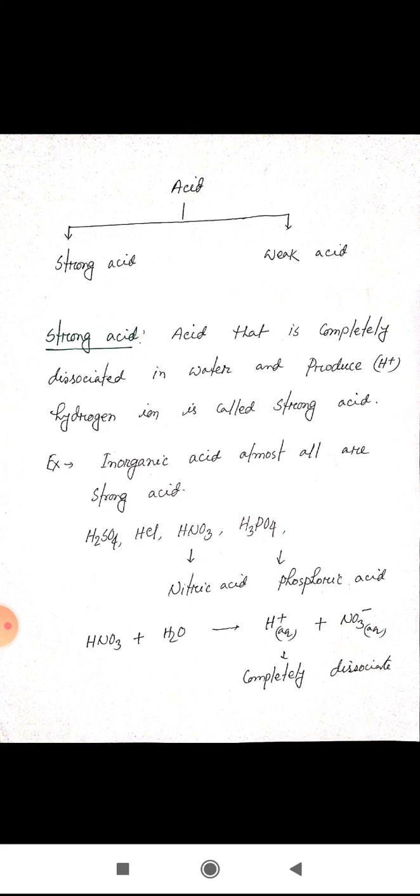For example, inorganic acid. Almost all inorganic acids are strong acids. Already I have said it in the previous slide. H2SO4, I mean sulfuric acid, hydrochloric acid, nitric acid. HNO3 is the chemical formula of nitric acid. Phosphoric acid, H3PO4, is also the chemical formula of phosphoric acid. So nitric acid will dissociate only one hydrogen ion because nitric acid has only one hydrogen atom, and that is nitrate ion. It's also a radical. So its valency will be 1.